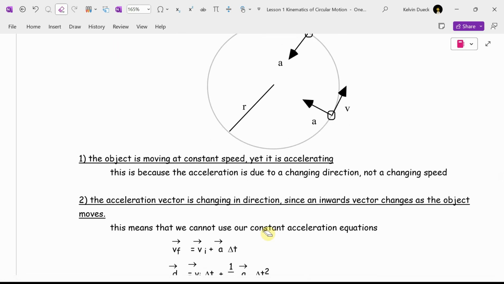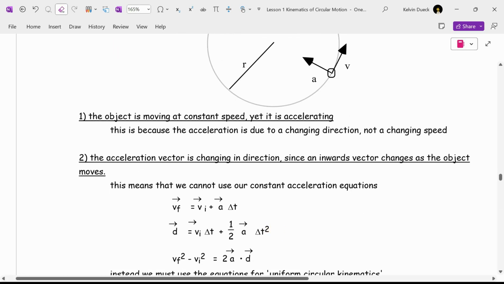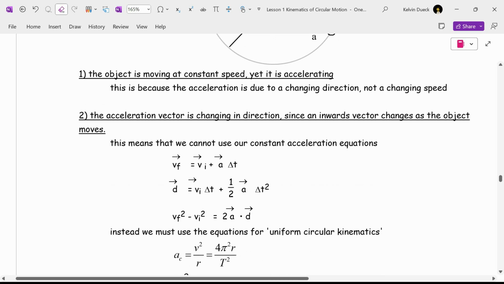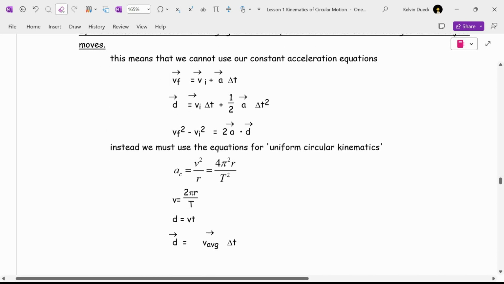That means we can't use our constant acceleration equations from physics 11. We can't use v_f equals v_i plus at. We can't use d equals v_i t plus a half a t squared. We can't use v_f squared equals v_i squared plus 2ad. Instead, we have to use our uniform circular motion equations. A_C equals v squared over r, or 4 pi squared r over T squared. v equals 2 pi r over the period. And d equals vt, no plus a half at squared. A little weird. Have to unlearn some habits.